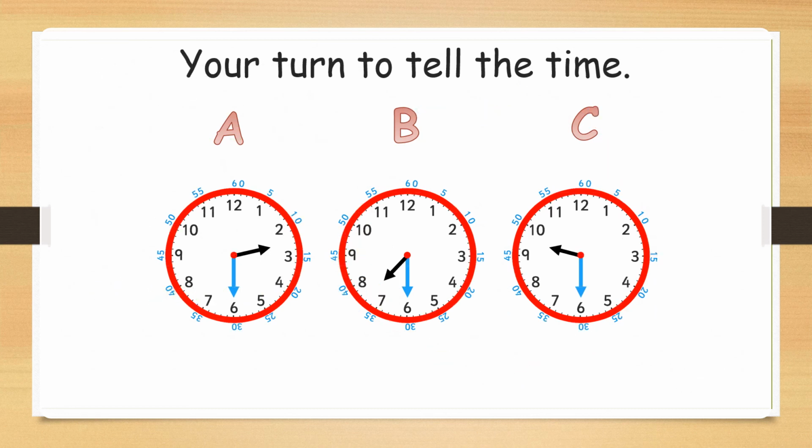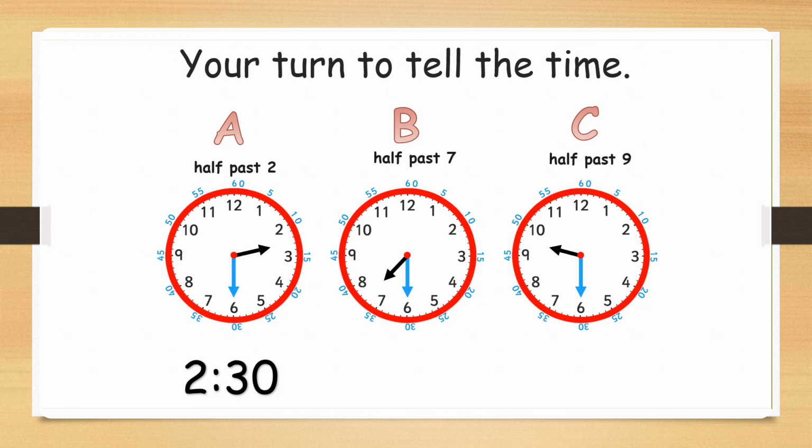Your turn to tell the time. Clock A, B, and C. Can you tell what time it is? Very good. Clock A is 2:30. Clock B is 7:30. And clock C is 9:30. Can you write the time? Very good.